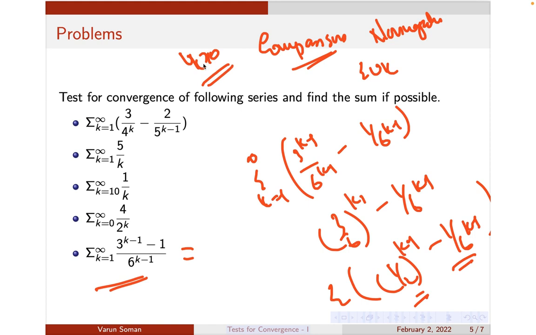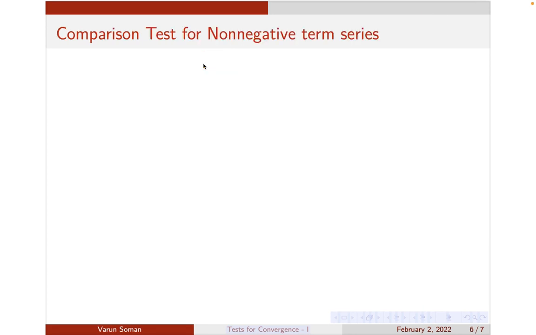The first few tests will be based on this non-negative series, and the last test which we will be discussing will be based on general series. So then we will be discussing the last one. Now we will be focusing only on non-negative series, and for that first we will discuss the convergence comparison test. So what is the comparison test? It's a very simple idea actually.